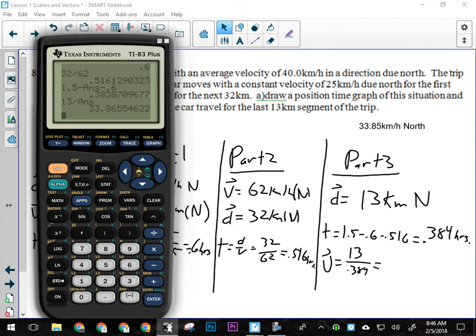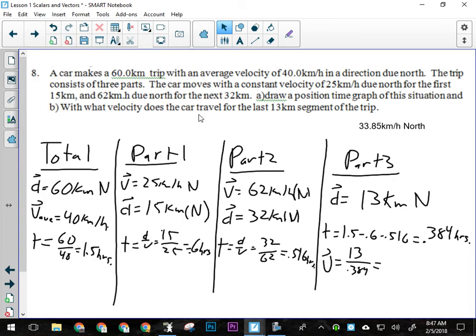So the last part of my trip is 33.87, because I think I made this answer with a rounded off number. Actually, we only have two significant figures here, so that'll be 34 kilometers per hour. Everybody follow what I did there? All I made you do was manipulate v equals d over t about 5 times in one question, which was my plan, just to make you practice manipulating v equals d over t a little bit.